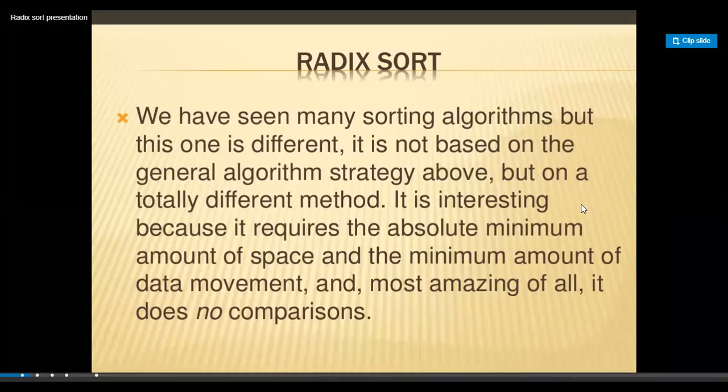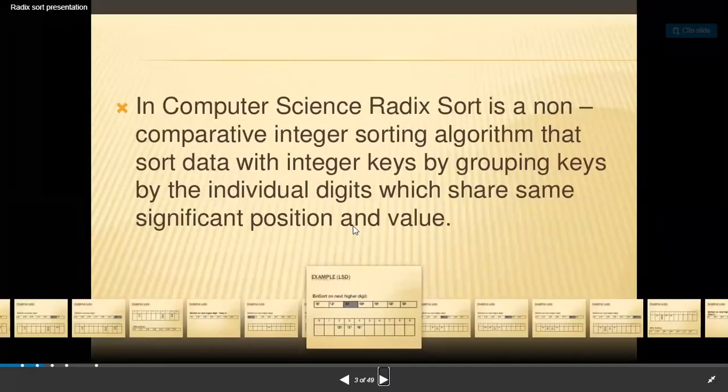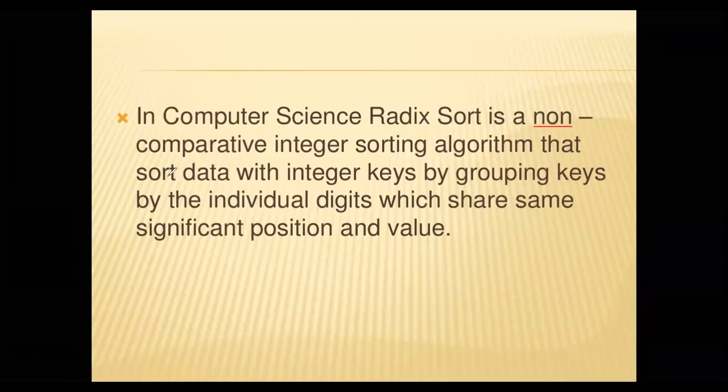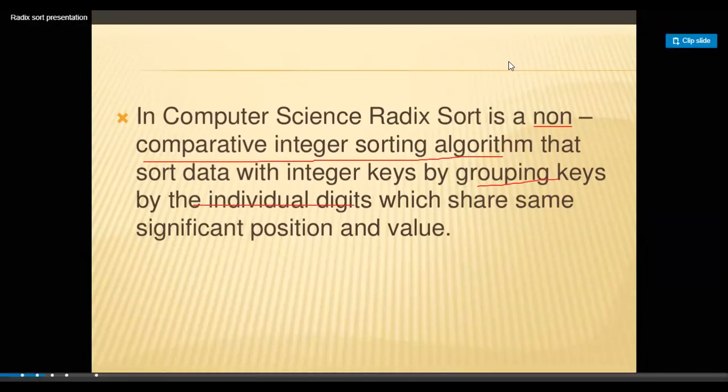So in computer science, Radix Sort is a non-comparative integer sorting algorithm that sorts data with integer keys by grouping keys by individual digits. You don't have to memorize this definition, just remember this key point. This is a non-comparative integer sorting algorithm. It sorts the data with integer keys, by grouping keys by individual digits. Now let's see what this means.